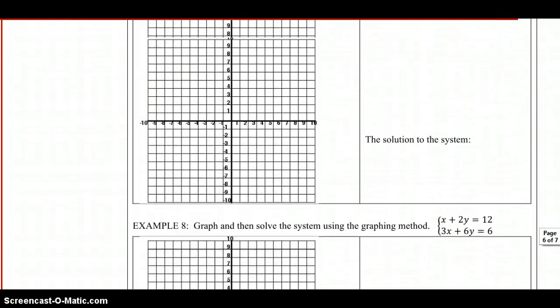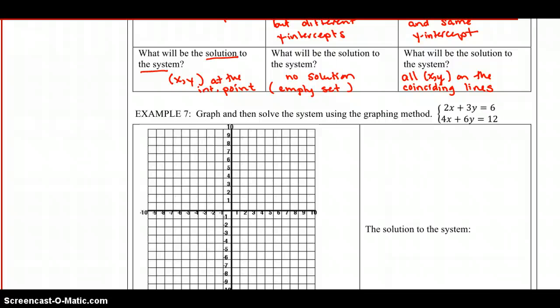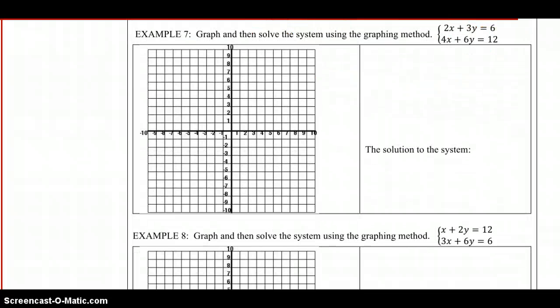All right, so in example 7, we are asked to graph and then to solve the system of two equations, 2x plus 3y equals 6, and 4x plus 6y equals 12. Neither of these equations is solved for y, so I'm not going to plot a y-intercept and use a slope, but we can find just two points that satisfy each of these equations. Two points that are nice to find are the intercepts. So we're going to first find the y-intercept by letting x equal 0, and then find the x-intercept by letting y equal 0.